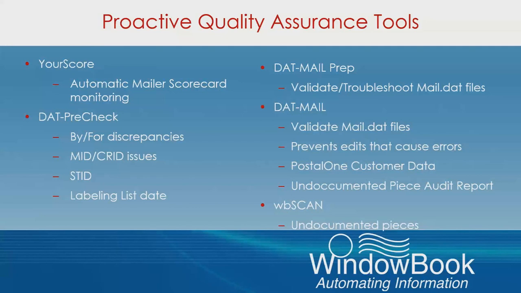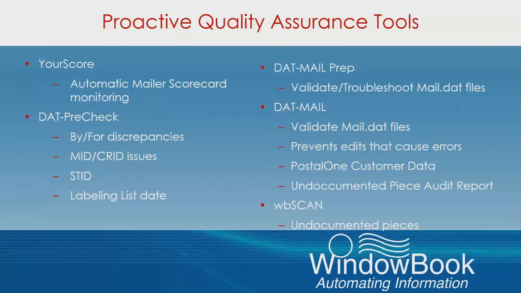WindowBook's post-pre-sort solution, DatMail, is another tool that helps ensure quality. Users can validate their mail.dat files on import, but also before exporting to Postal One to check for errors. And there are many flags built into the software that prevent users from accidentally making edits to the mail.dat files that can cause errors. There's also a utility called the Postal One Customer Data. This helps ensure that the correct by-for information is used because it's directly from Postal One.